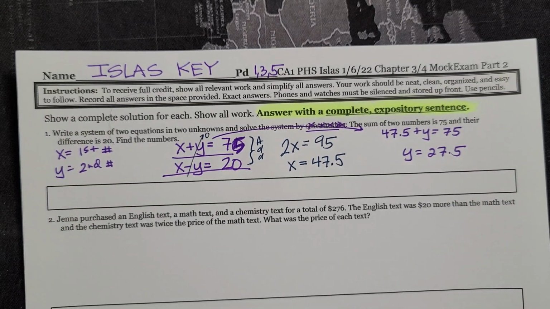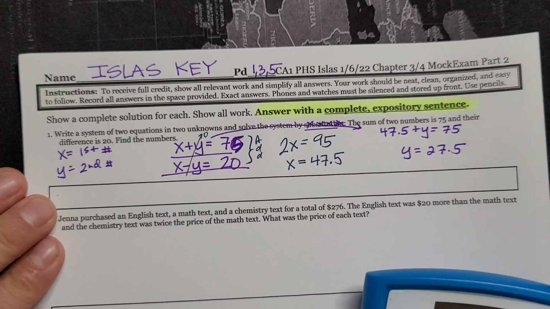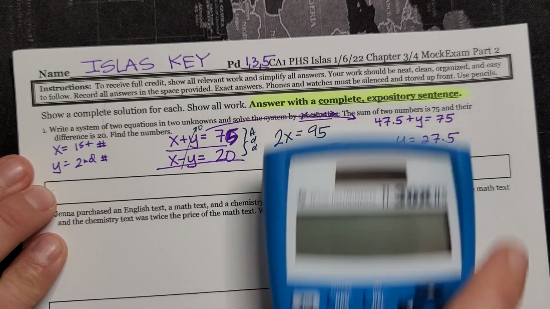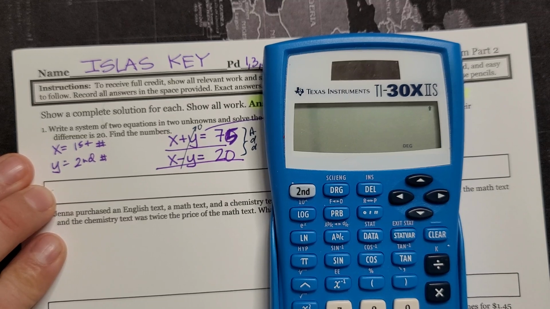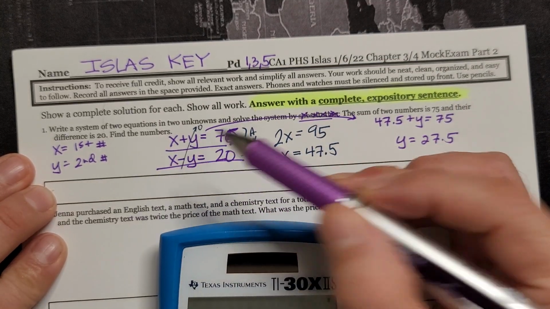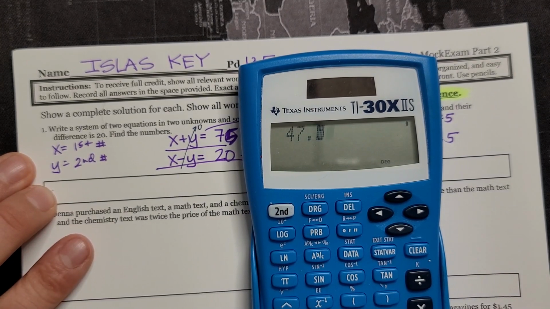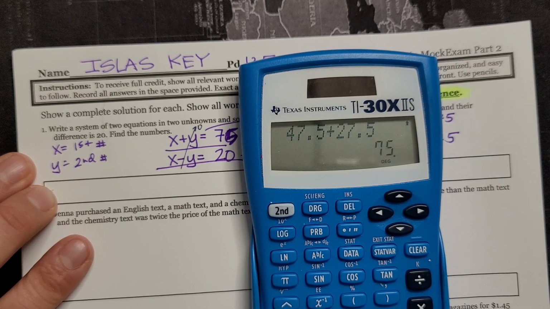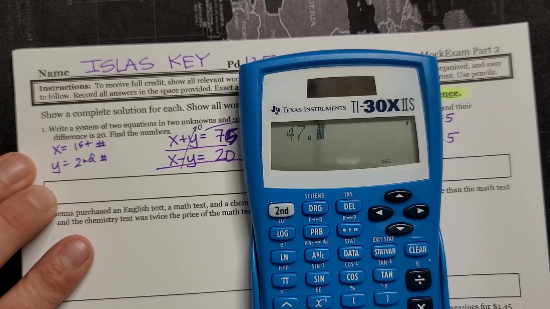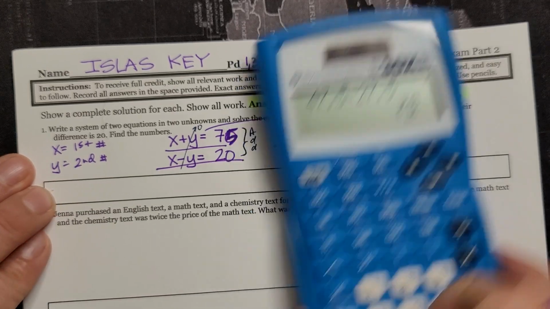And just a quick math check. I'm only going to show you this once. I'm not going to do all this math for you. I've already done all the math, so trust my calculations. If I add these 2 numbers, don't think that they had to be integers because they said numbers, not integers. So it's okay that they're decimals or fractions. 47.5 plus 27.5 equals what? 75. 47.5 minus 27.5 equals what? 20, like it said it would.